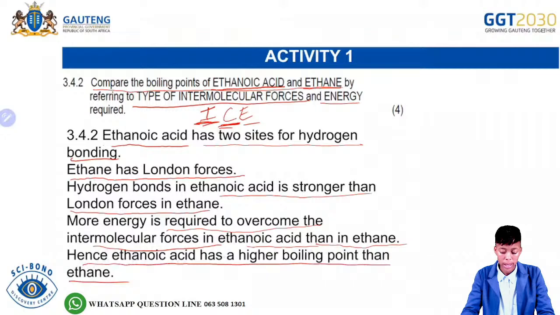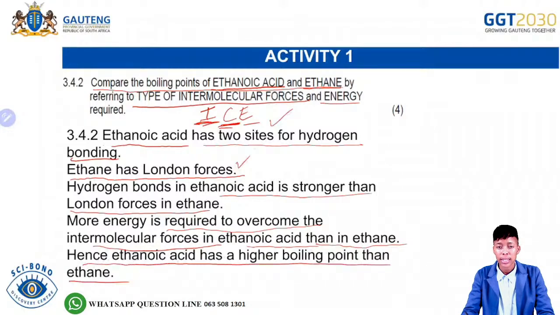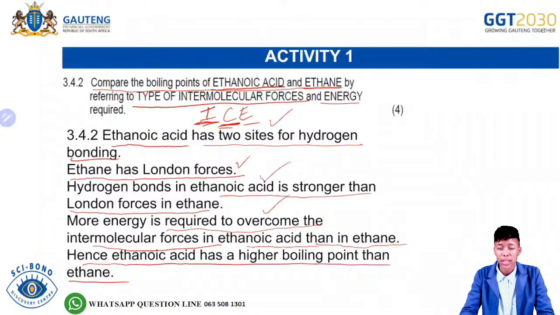So because it's 4 marks, you will get a mark for stating the type of intermolecular force that we have in the ethanoic acid, the type of intermolecular force that we have in the ethane, for comparing, and then the last mark will be given for the energy.